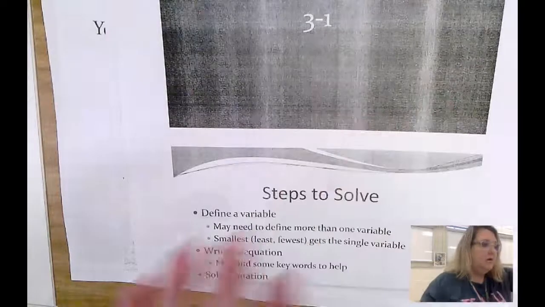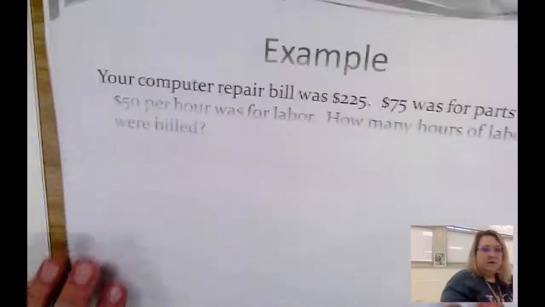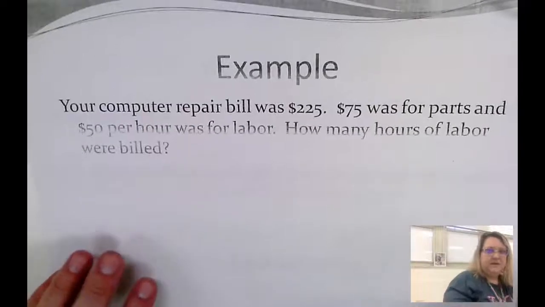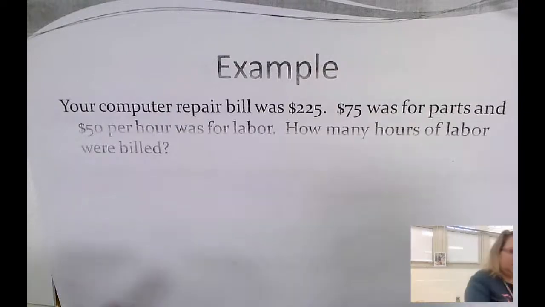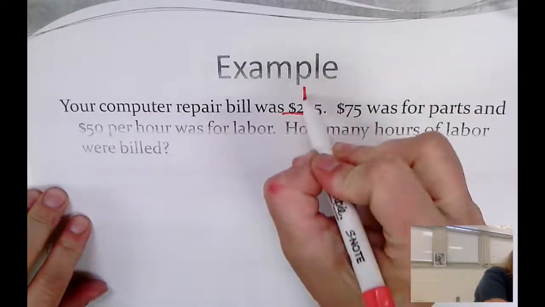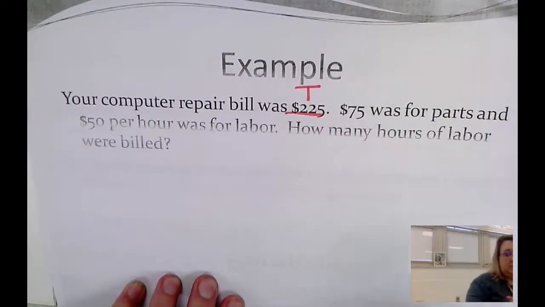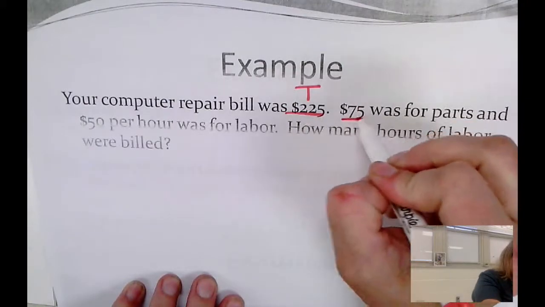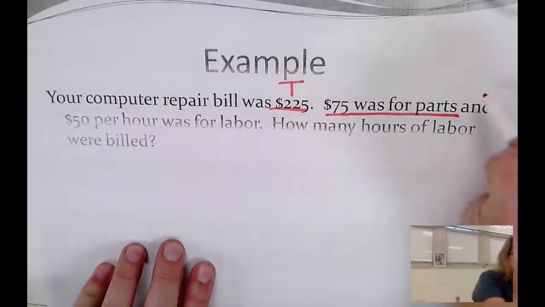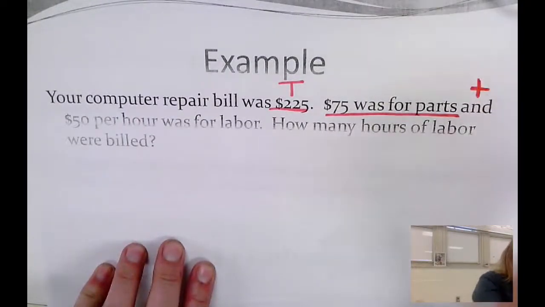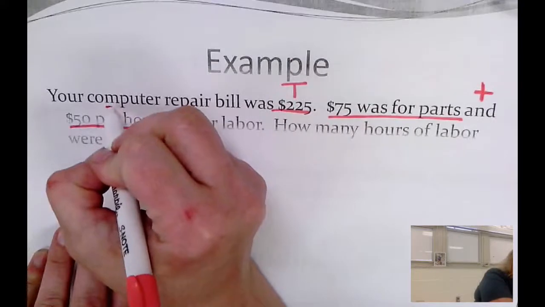So our first problem says your computer repair bill was $225. All right, so this is going to be our total. Parts were $75 for parts. Okay, so this was a one-time charge and means that we're going to be adding. It's $50 per hour. Okay, so the per means that we're going to be multiplying 50 times our hours. And what we are looking for is how many hours of labor were billed.